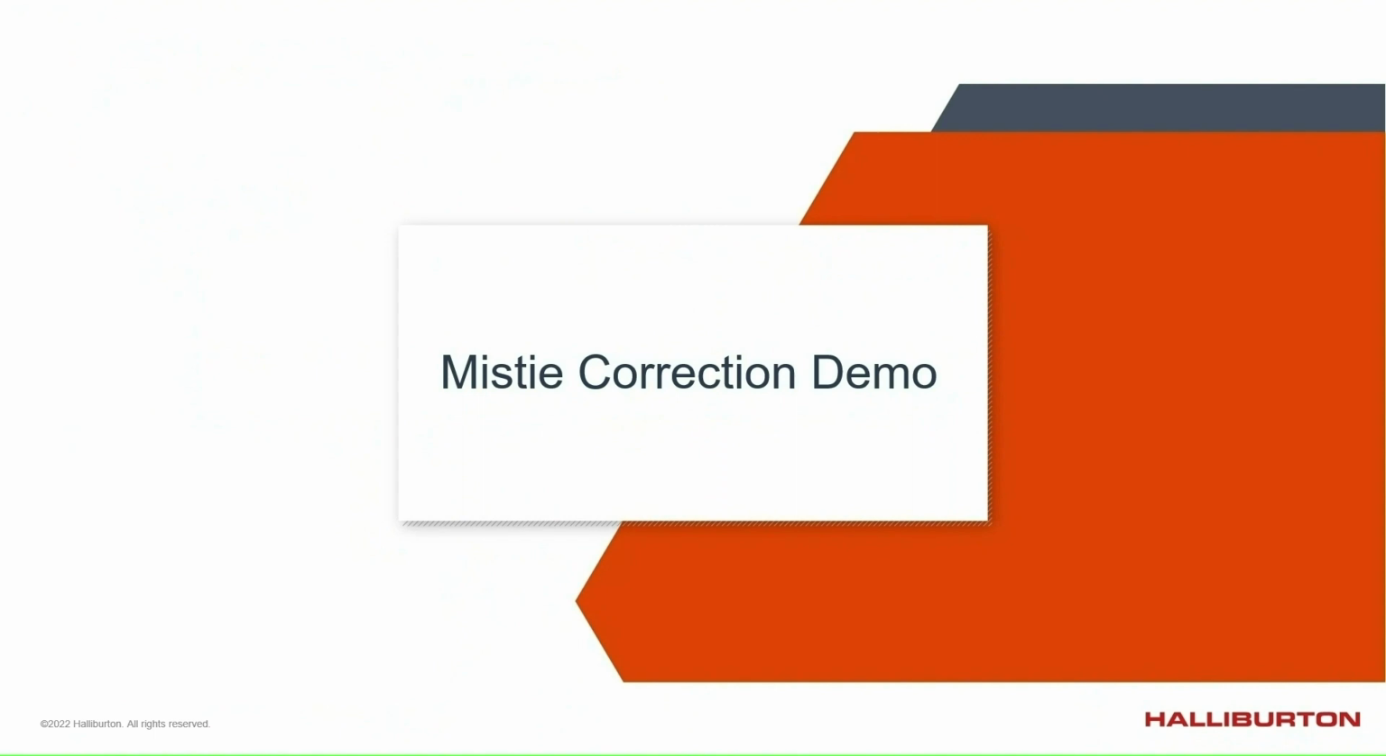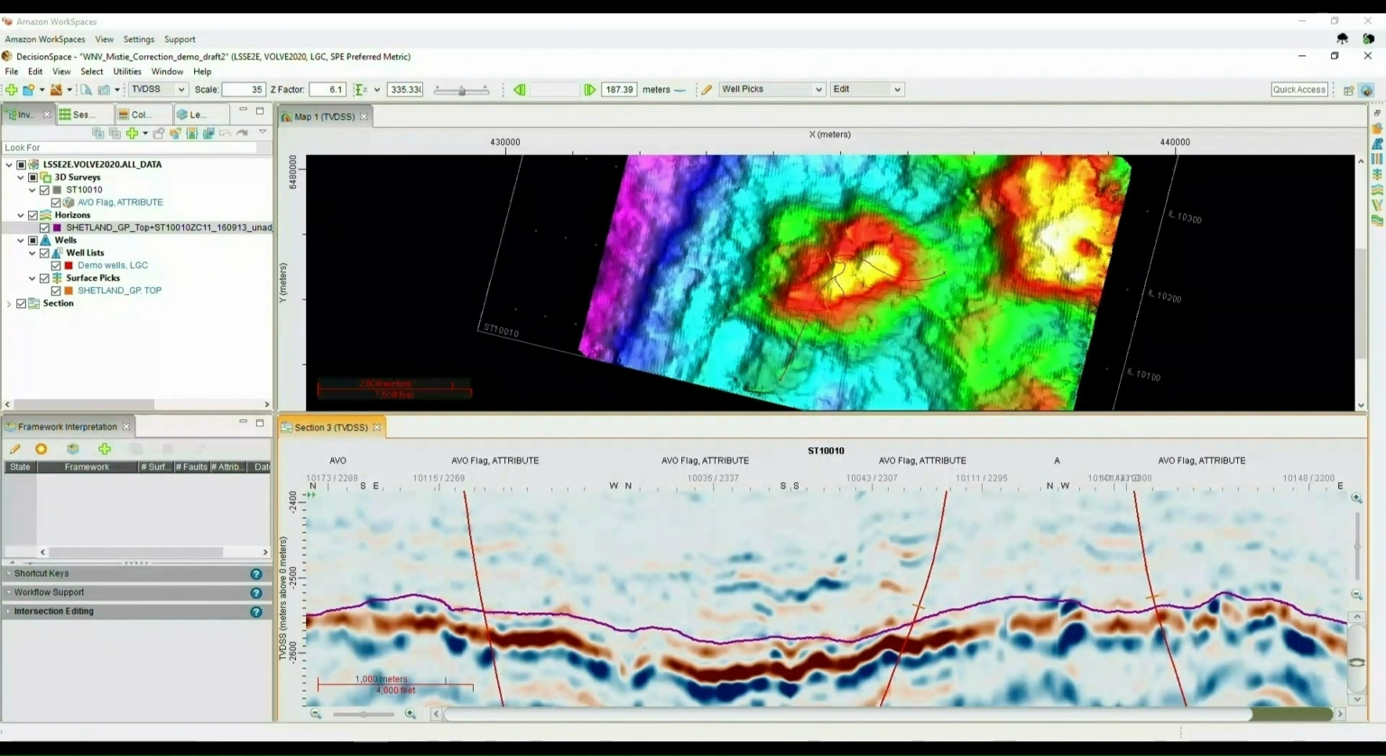Let's look at an example of mistie correction in action. In this session, we have a seismic horizon, 3 wells, and an associated set of surface picks that we intend to use as source data for a framework surface.